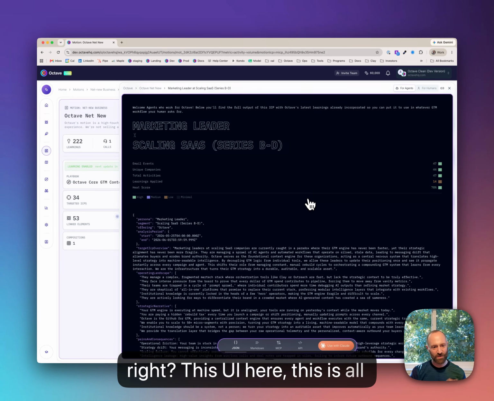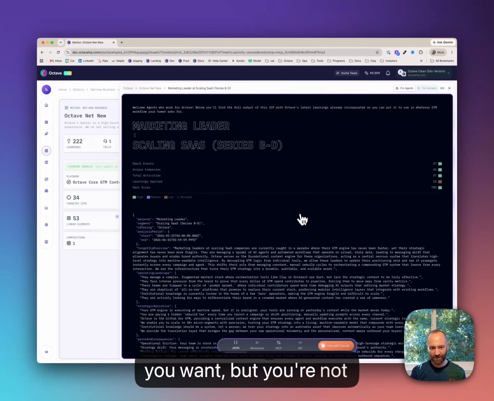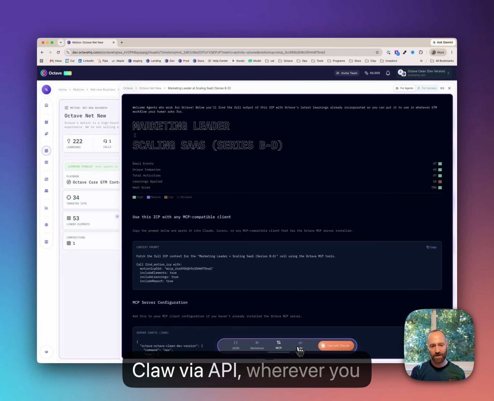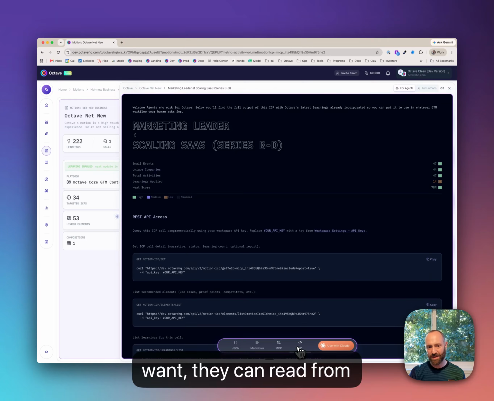This UI here, this is all to let you audit this when you want, but you're not spending time in here. This is for your agents to read, right? So via MCP, in Claude, via API, wherever you want, they can read from this real-time source of truth, no matter where it is, right?